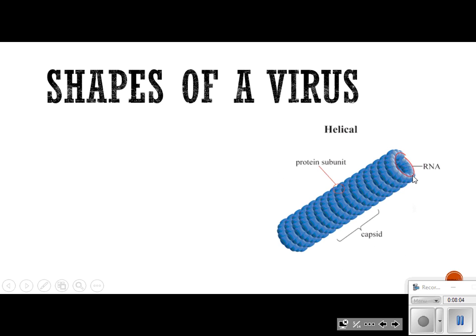My next shape, you can see the RNA right there, and you can see the blue capsid that is surrounding the RNA, made out of each individual protein subunits. That right there is helical.